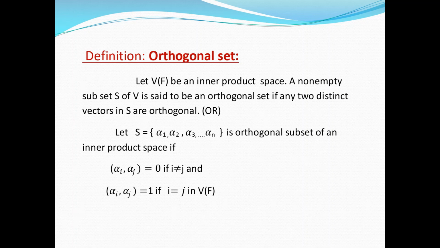Definition of orthogonal set. Let V(F) be an inner product space. A non-empty subset S of V is said to be an orthogonal set if any two distinct vectors in S are orthogonal. That is, let S equal alpha 1, alpha 2, alpha 3, and so on up to alpha n be an orthogonal subset of an inner product space if the inner product of alpha i, alpha j is equal to 0 if i is not equal to j, and the inner product of alpha i, alpha j is equal to 1 if i is equal to j, in V(F).